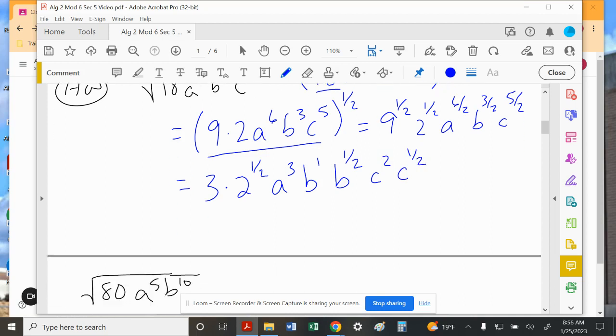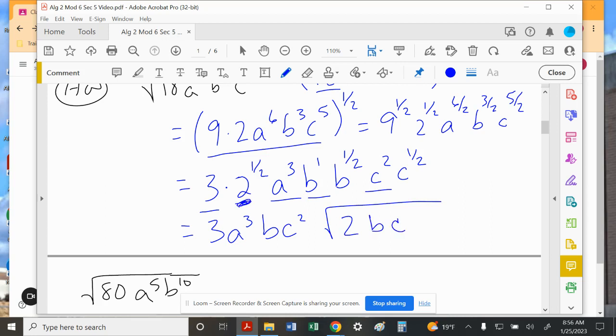So it's kind of a mess in terms of writing it all out. You don't exactly have to do it the way that I do it. But then what do we have out? We have a 3, an a cubed, a b, and a c squared. And then under the square root, we have a 2, we have a b, and we have a c. So we can see what we have under there. This would be my final reduced answer. So we'll go on to the next video and do some more examples.